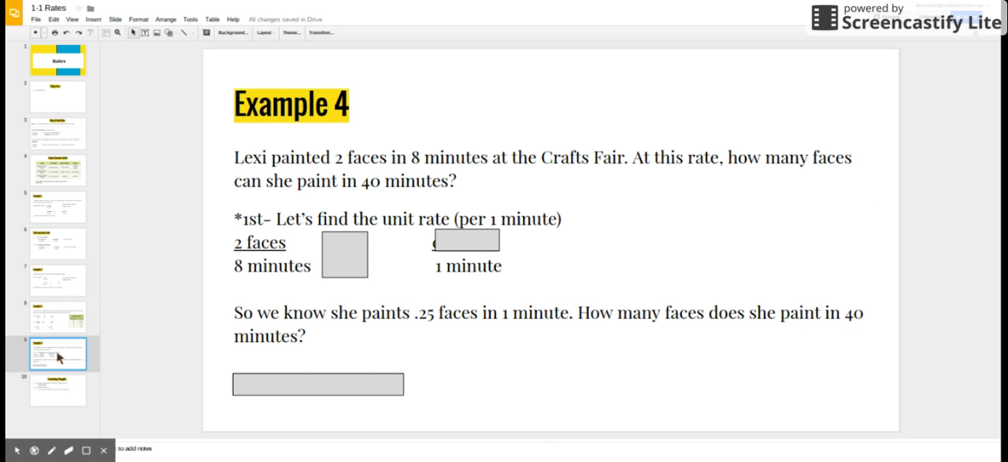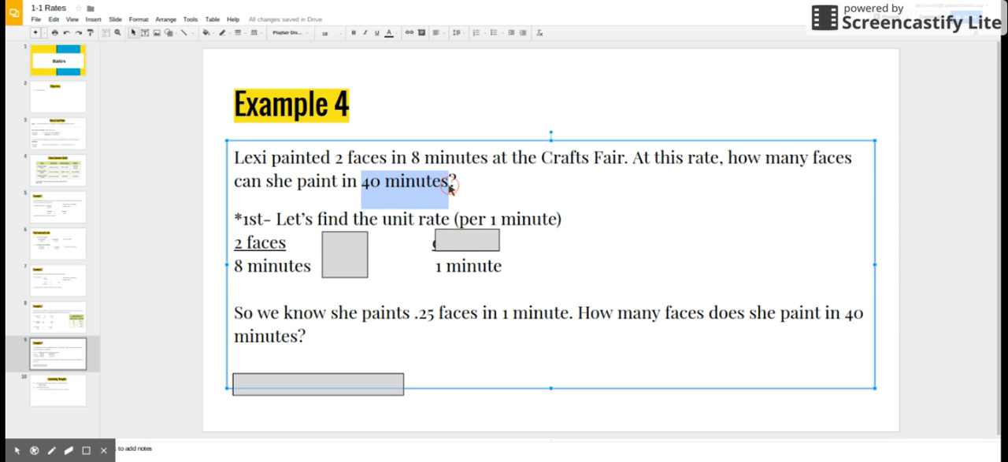And then our last example, we have Lexi painted 2 faces in 8 minutes at the crafts fair. At this rate, how many faces can she paint in 40 minutes? So if she paints 2 faces in 8 minutes, we need to figure out how much it would be in 1 minute. So why don't we first start with that, and then we'll worry about this 40 minutes.